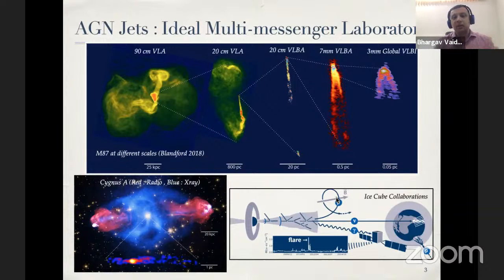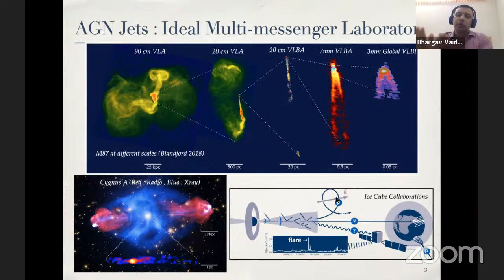Along with the multi-messenger aspect, we all know that AGN jets have a multi-band emission process, where you can see on the top a structure of M87 at very different scales. You can see the 90 centimeter VLA, where you can see a much larger galaxy structure. And then if you go much closer and deeper, you can see how the jet is getting evolved and emitted from the central black hole.